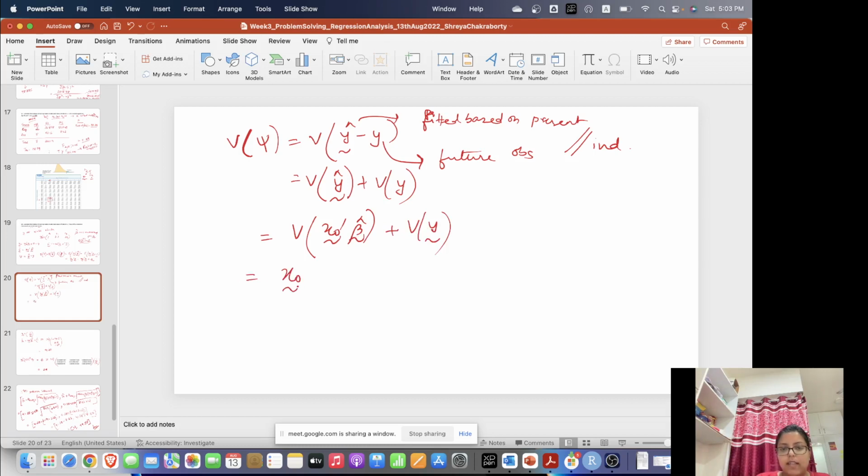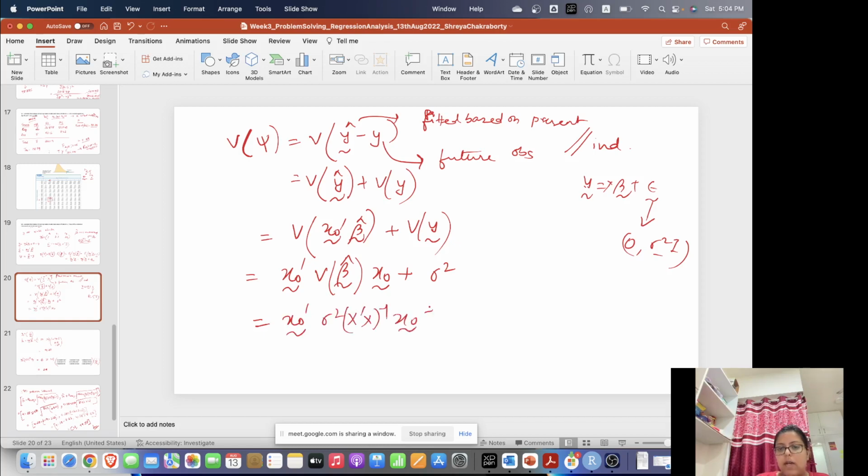Now this one we'll write as x naught transpose times the variance of beta hat times x naught, and the variance of y, because epsilon follows normal with sigma square I, y will also follow normal with sigma square I, so the variance of y would be this one. This would be x naught transpose times the variance of beta hat, which is sigma square (x prime x) inverse, times x naught, plus sigma square. Then we would have sigma square times (x naught transpose (x prime x) inverse x naught plus 1).